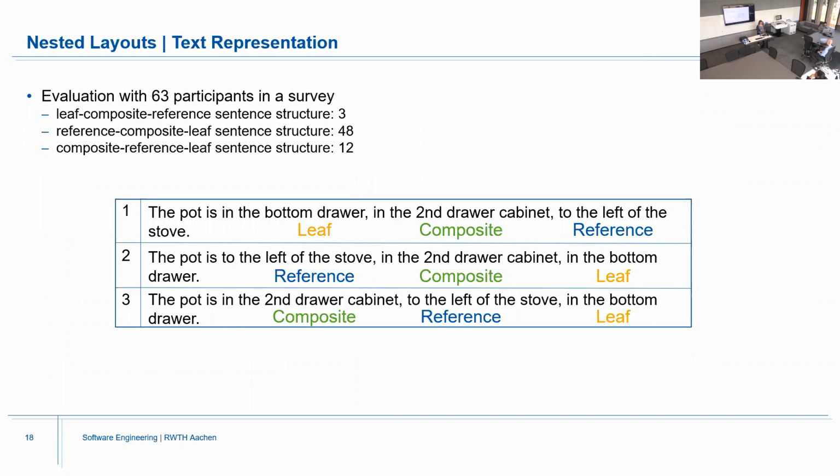We gave them several combinations of how we could formulate sentences and how we could help them. And basically it came out that this reference composite leaf sentence structure was mainly of interest for the users themselves. But we also asked them about how we should call a certain number of drawers and such things, or what figures we should use if we want to highlight certain things in pictures and such aspects.